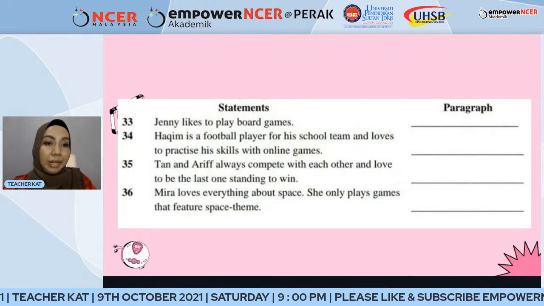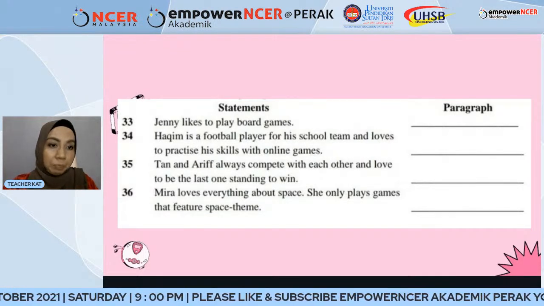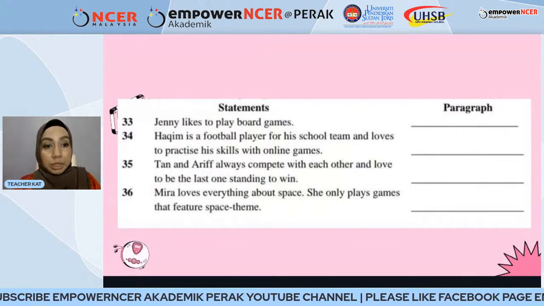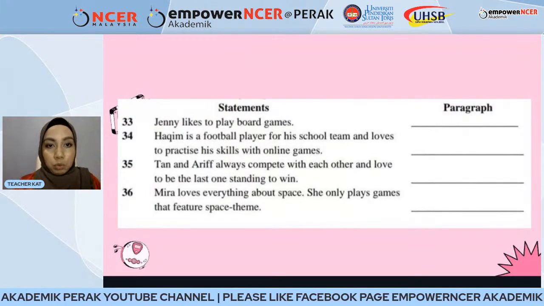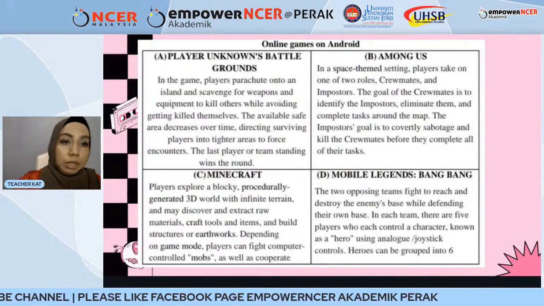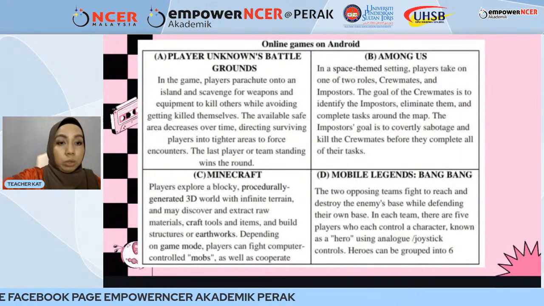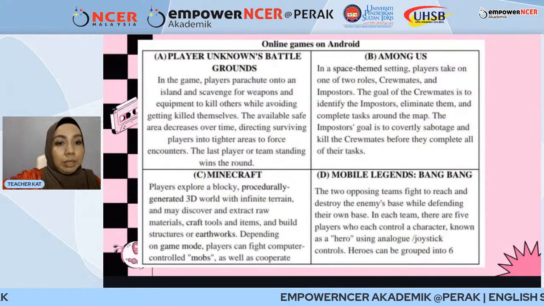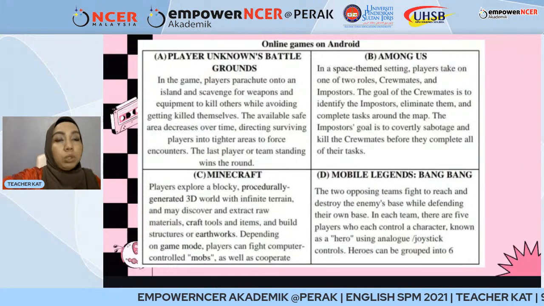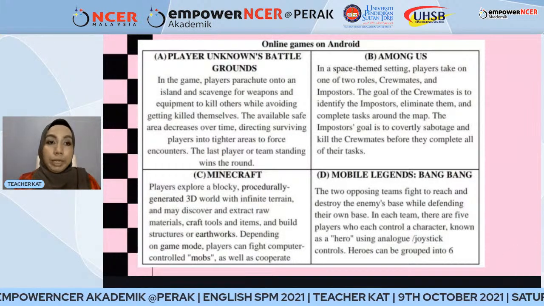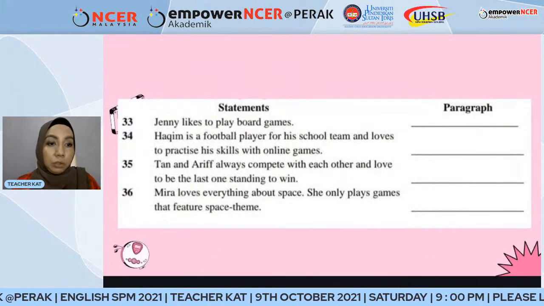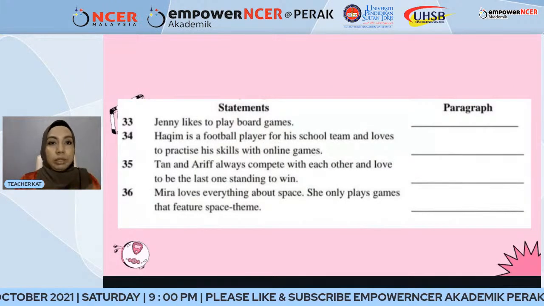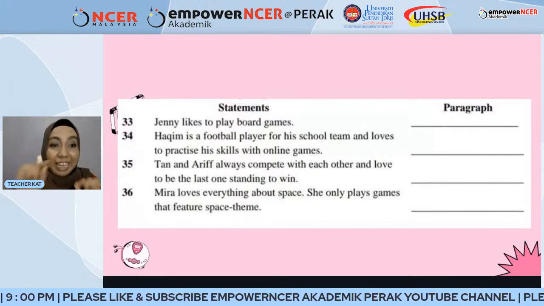Number 35: Tan and Arif always compete with each other and love to be the last one standing to win. Tan and Arif compete with each other, last one standing. Those are the keywords for you. The answer actually comes from Player Unknown's Battlegrounds. How do I find the answer? This one: the last player or team standing wins the round. So what do you write? You write A. The answer for 35 is paragraph A. You don't write Player Unknown's Battlegrounds or PUBG, you just write down A.